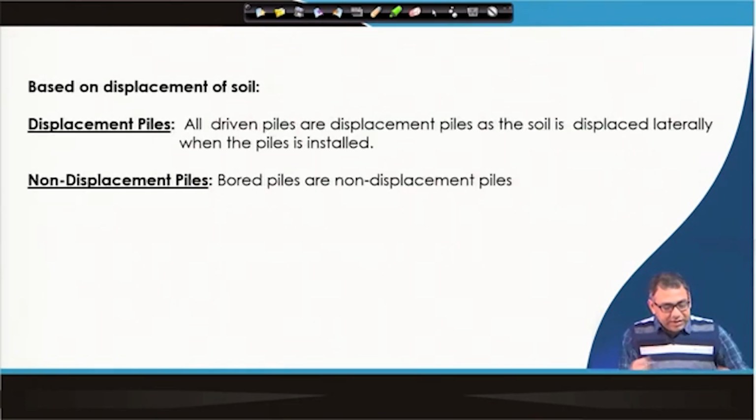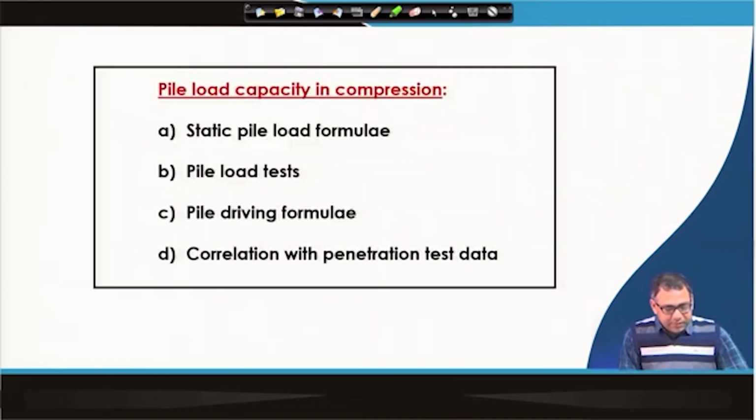So, then we have the displacement pile and the non-displacement pile. So, all driven piles or the piles which are driven into the soil are displacement piles, because the soil is displaced laterally during the installation of the pile. And non-displacement piles, bored piles are generally non-displacement piles, where the possibility of displacement of the soil laterally is very less.